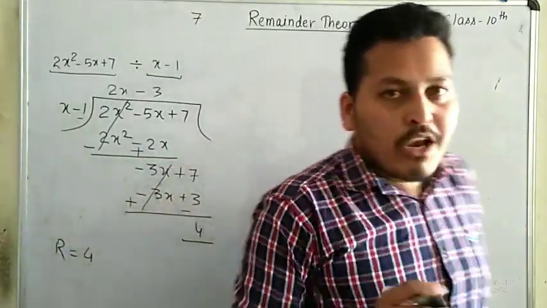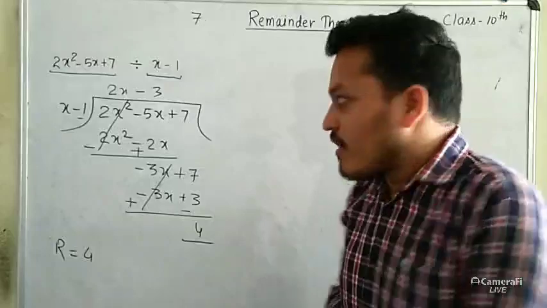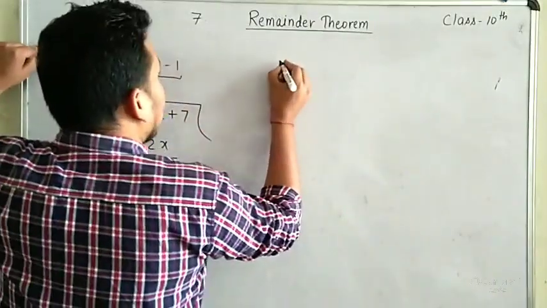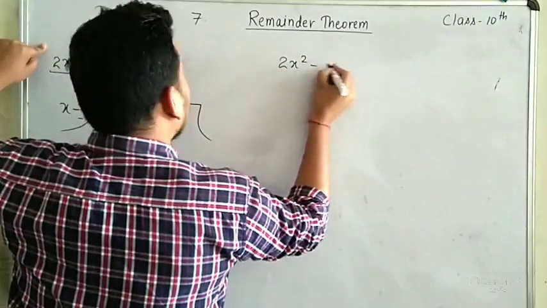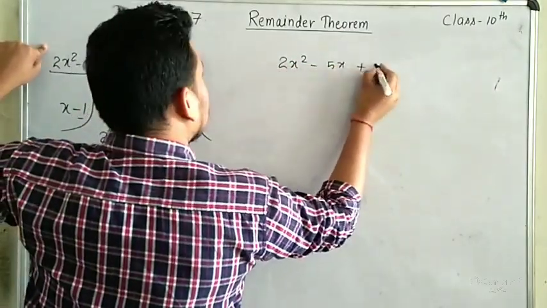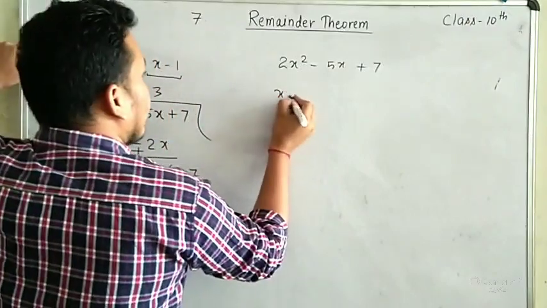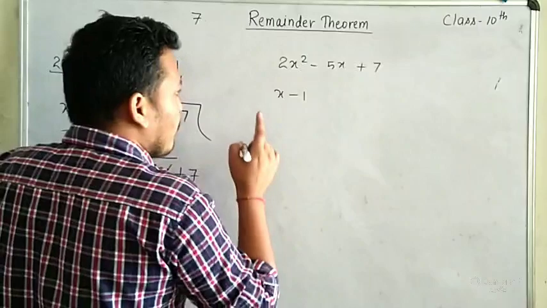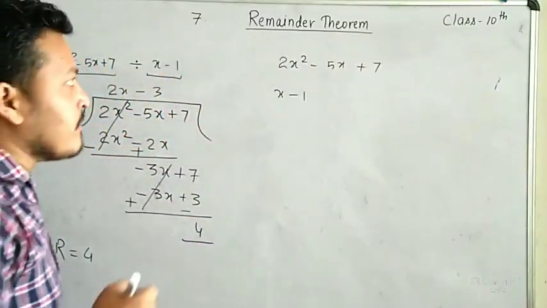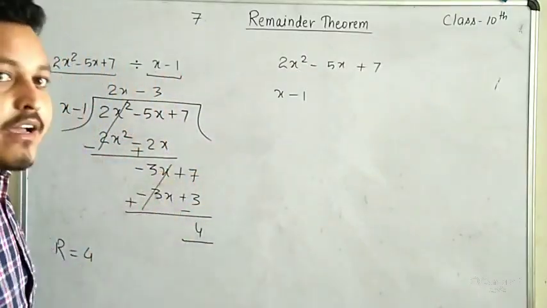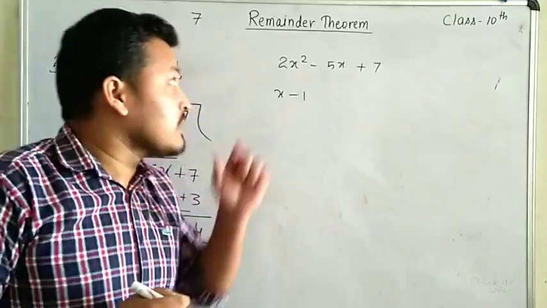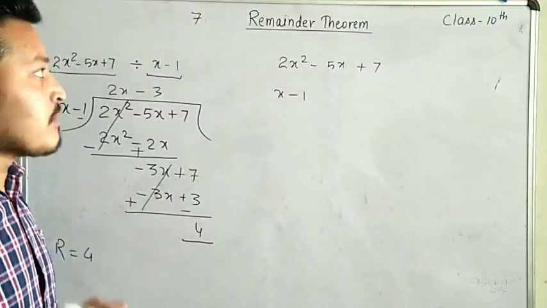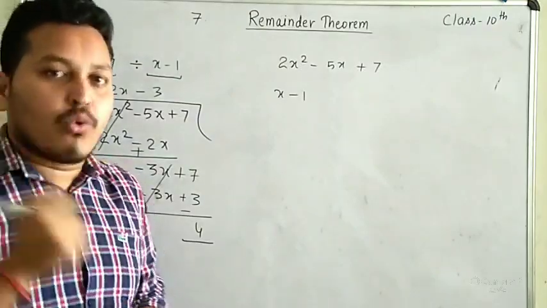So this is our actual long division method. Now I am explaining one shortcut method. The given expression is 2x square minus 5x plus 7, divided by x minus 1. If you want to apply the shortcut method, we are deriving the concept of the remainder theorem.